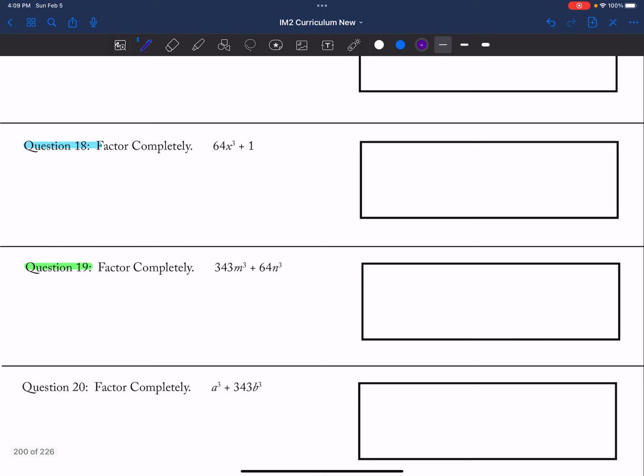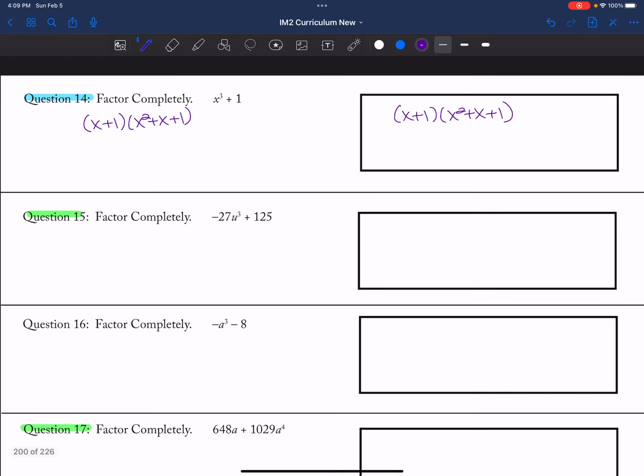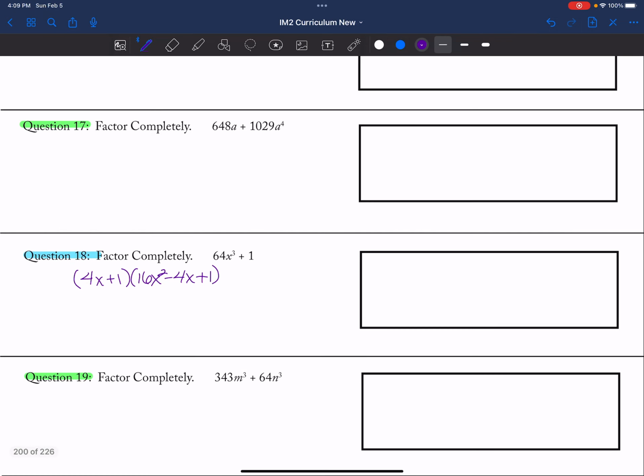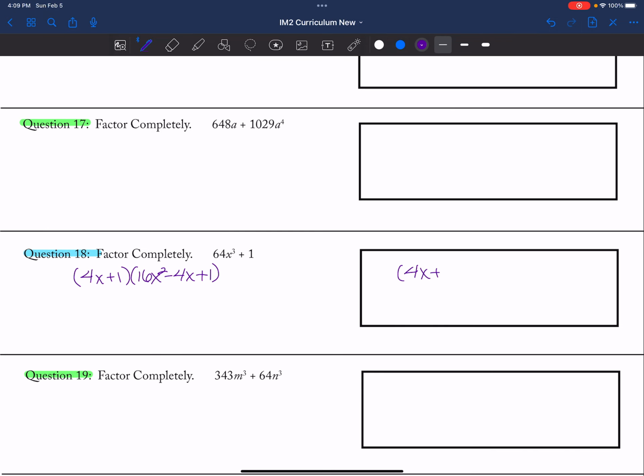And then 64 again is 4. So that's 4x plus 1. And then it's 16x squared minus 4x plus 1. Let me go back, make sure. Oh yeah, I messed up. That should have been a subtraction sign. I had too many additions. Okay. So 4x plus 1, and I'm super sloppy with my handwriting today. I apologize. 4x plus 1, 16x squared minus 4x plus 1. Okay.